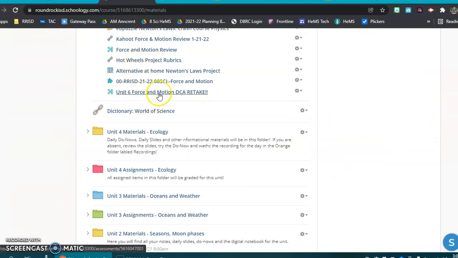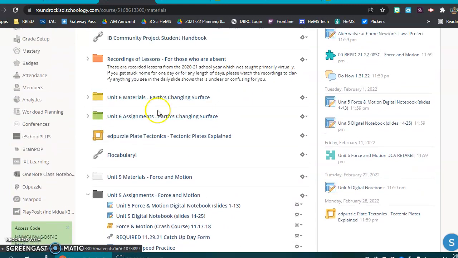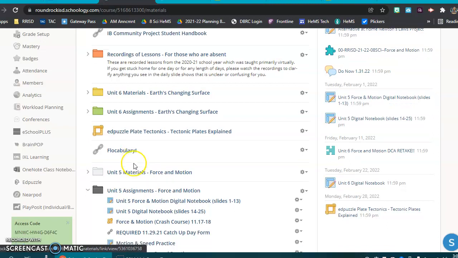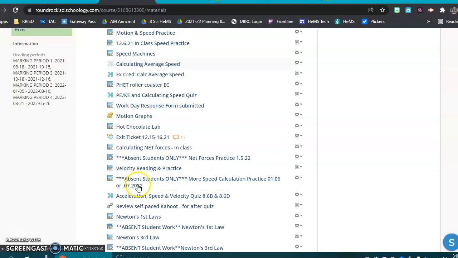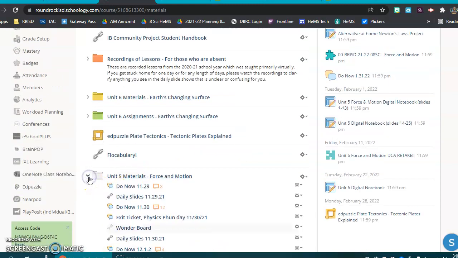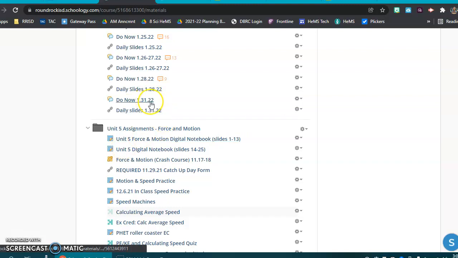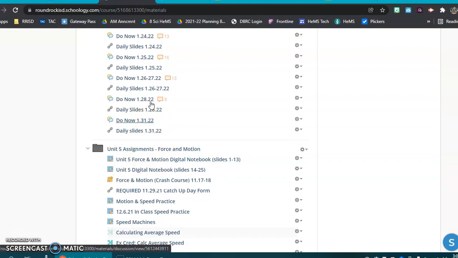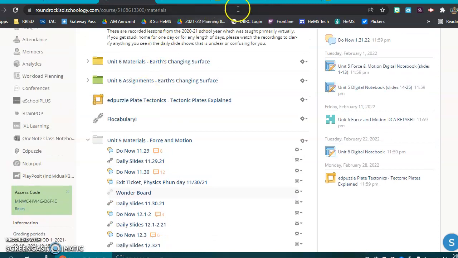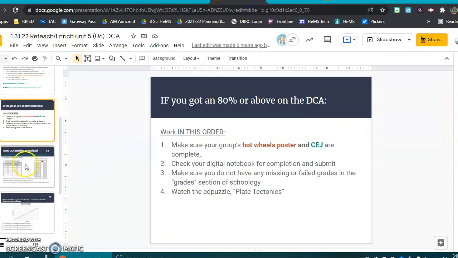So you can do the retake if your score is less than a 70. And then here you're going to click on this EdPuzzle, Plate Tectonics, and we'd like you to do that. This will be graded. Also, today's, which is our very last do now, I know it's kind of convoluted, is here, and this is going to be graded, and that's the one we just talked about. So that's what we're going to be doing today.